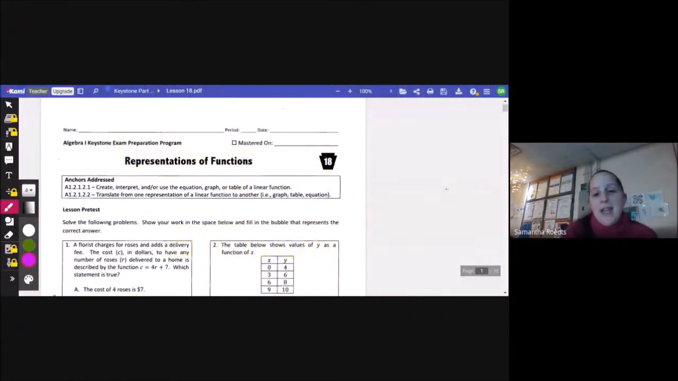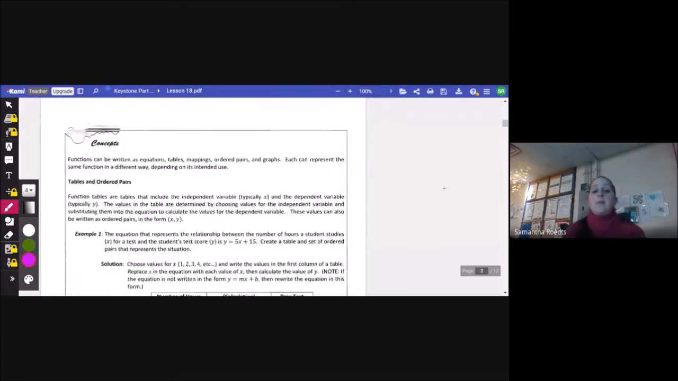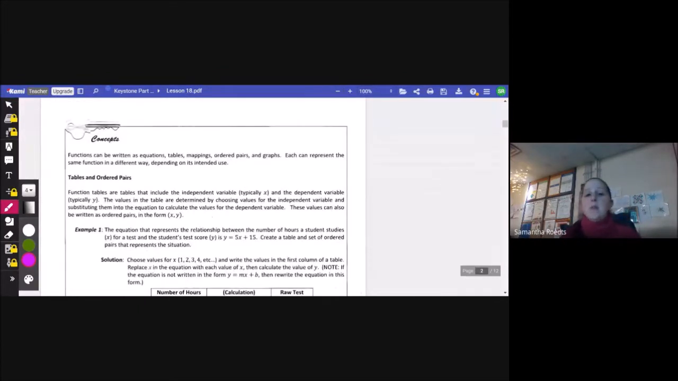All right, this is lesson 18, representations of functions. So key concepts. Functions can be written as equations, tables, mappings, ordered pairs, and graphs. Each can represent the same function in a different way depending on its intended use.